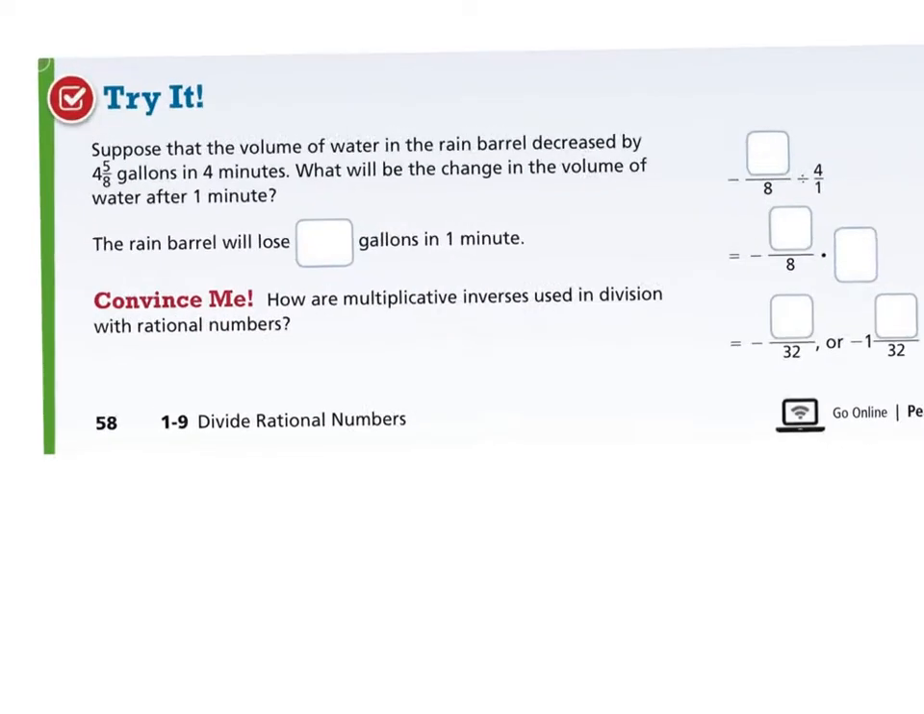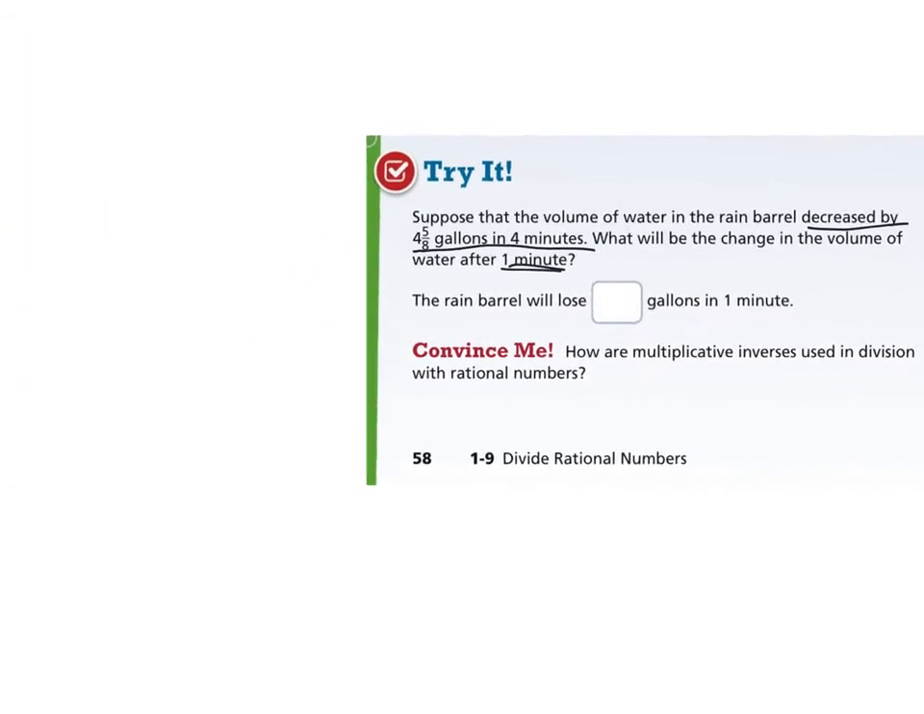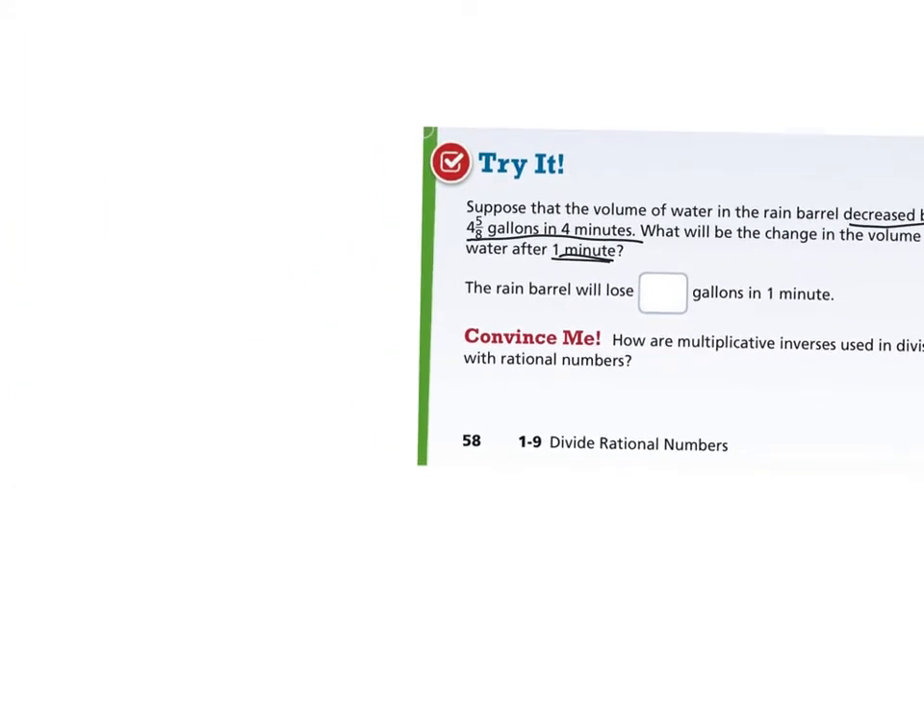So to try it, suppose the volume of the water in the rain barrel decreased by 4 5/8 gallons in 4 minutes. What will be the change in the volume after 1 minute? So just like on the first example we looked at, basically we're trying to find the unit rate. We want to find out how many gallons per minute, so we'll divide our gallons by minutes. So negative 4 5/8 gallons divided by 4 minutes is going to give us how many gallons per minute, which is gallons per 1 minute.